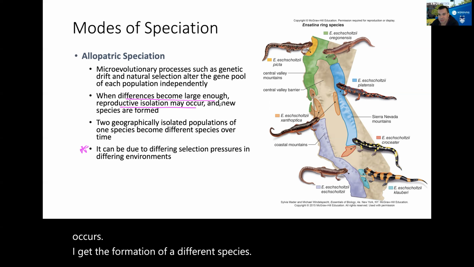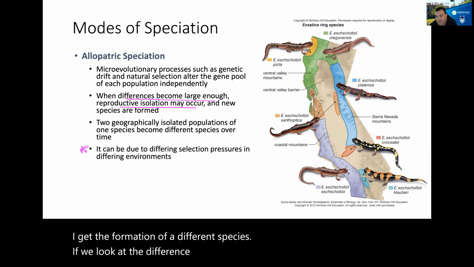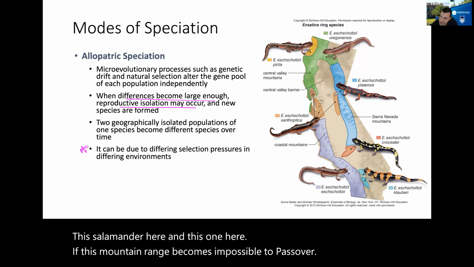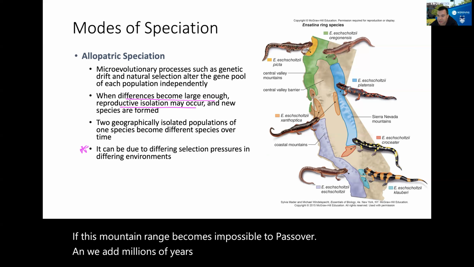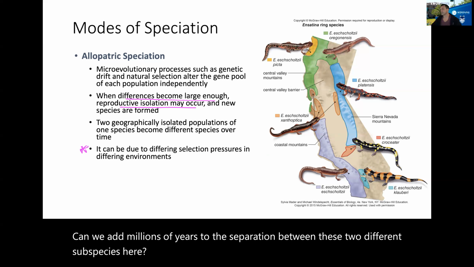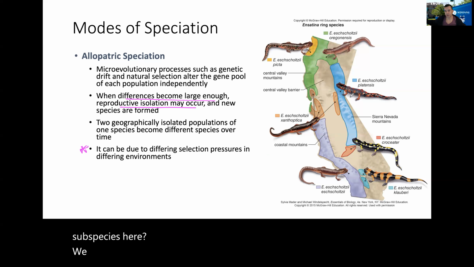If we look at the difference between this salamander here and this one here, well, if this mountain range becomes impossible to pass over, and we add millions of years to the separation between these two different subspecies here, we can get a change and we could get a lineage splitting.